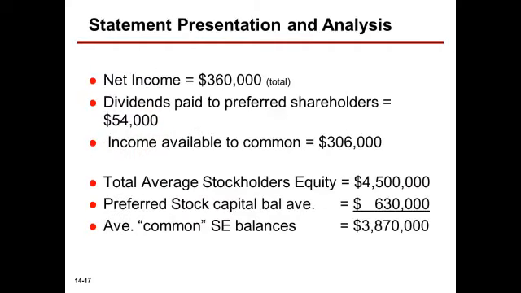Let's look at an example. Let's say a corporation had net income for the year of $360,000 in total. From that, it paid $54,000 to preferred shareholders. So therefore, that available to common shareholders was the difference of only $306,000. Now let's say the total average stockholders' equity during the year was $4.5 million, beginning plus ending divided by 2, average stockholders' equity. And let's say that the preferred stock capital balances averaged $630,000 that are included in that $4.5 million. So we remove the preferred stock average balances, coming down to an average common stockholder balance of $3,870,000.